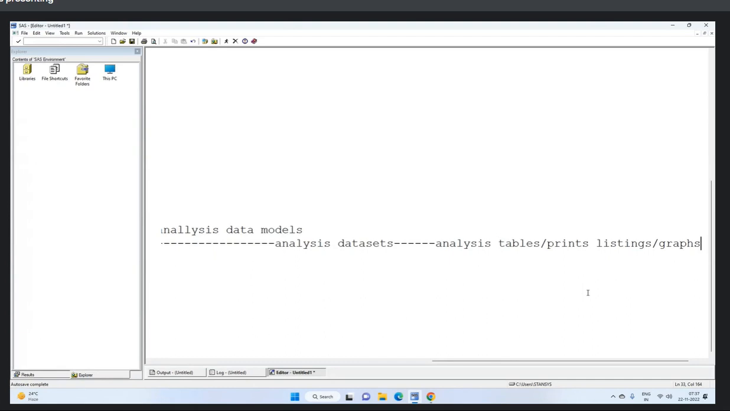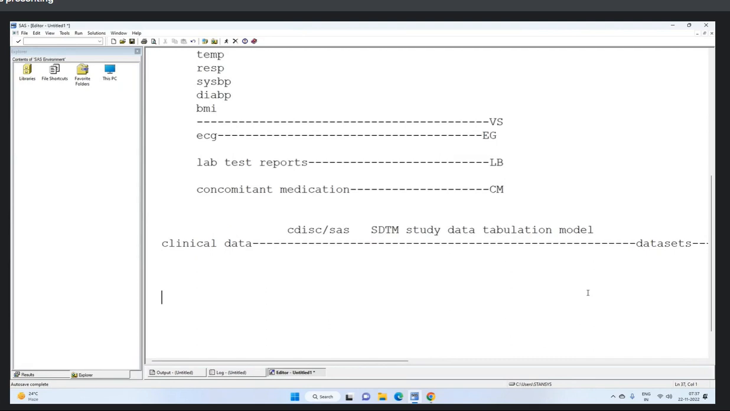Now, by using these analysis tables, listings, and graphs, we are going to fill an application, as I told you yesterday, called NDA or BLA. And now we are going to submit this NDA or BLA to the FDA. The FDA is going to take 6 months to 2.5 years to review your application. If they believe the drug really did well in humans, with fewer side effects and more benefits, then they will give permission to manufacture and market the drug.